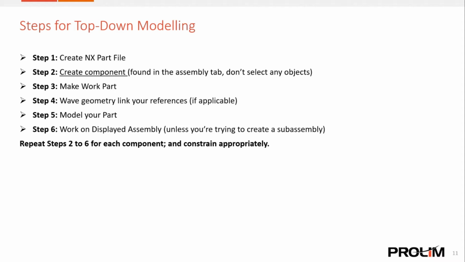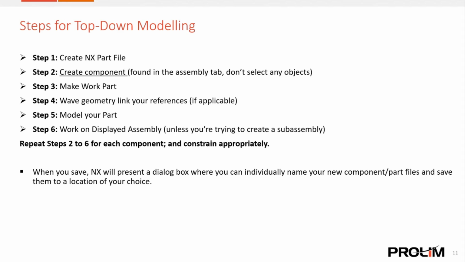Now, when you save, NX will present to you a dialog box where you can individually name your new component and part files and save them to a location of your choice. It'll basically open up multiple different little tabs, or you can click on each of your model names or model files, and then you can choose what to name them and where to put them individually. You can also put them in the same file location. It's just something that NX does to ensure that, if you need that flexibility, you have it.